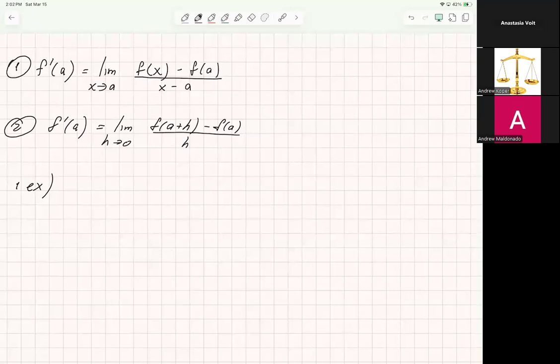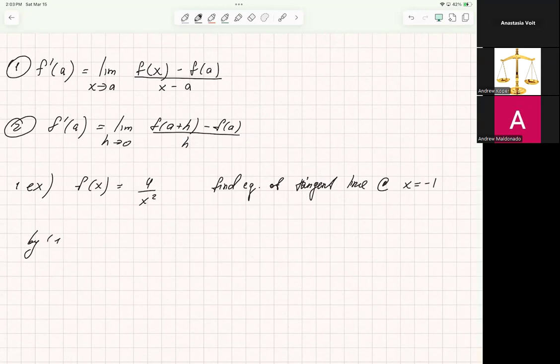Example one. So let's say we have f of x equals 4 over x squared. So I want to find the equation of the tangent line at x equals -1. Okay, so now if we use the first formula, formula one, we have f prime of a, so we will be looking at f prime of -1, right?